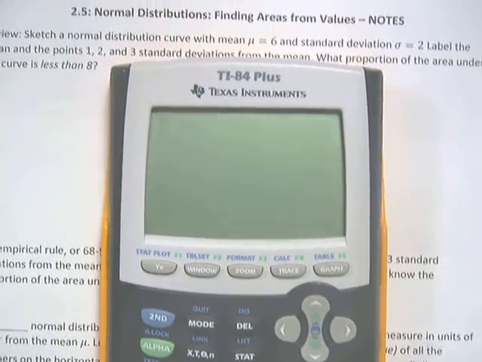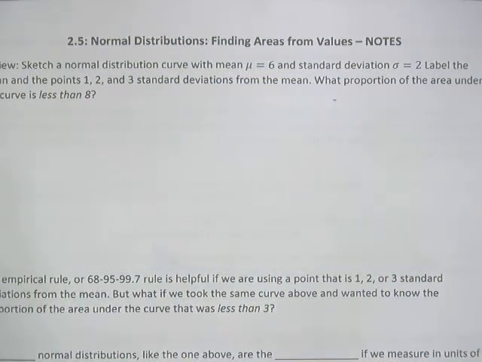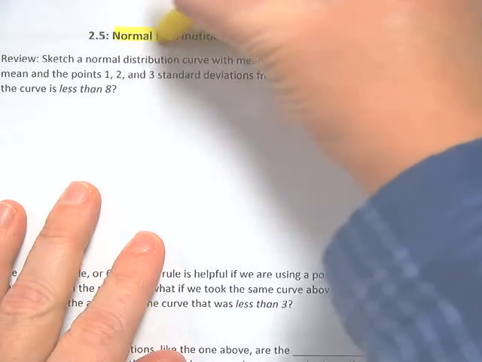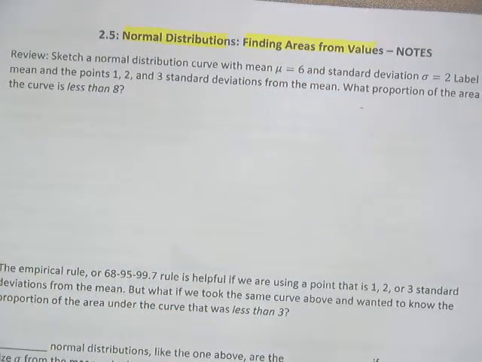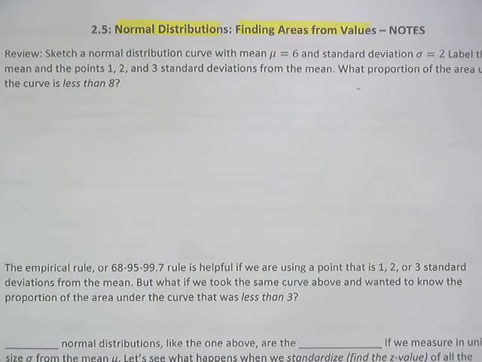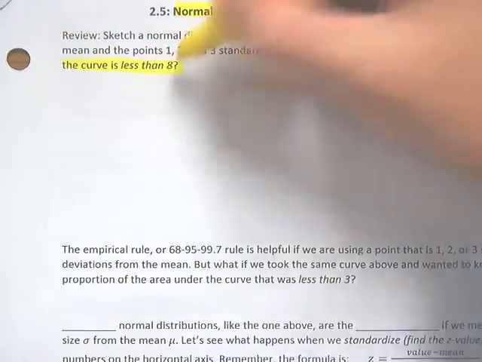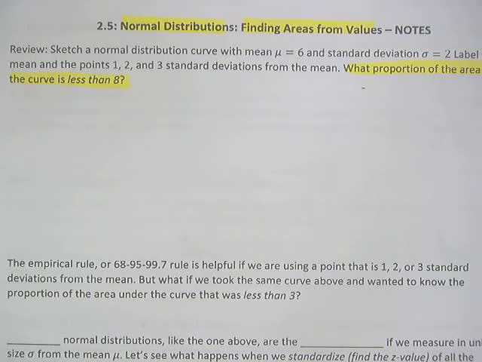Okay, once your memory is cleared, you can just put your calculator off to the side for a second. The title of the notes is Normal Distributions, Finding Areas from Values. I want to start off with a little bit of a review because it's been a few days since I've seen you. I want to make sure for today's lesson that you can sketch a normal curve really quickly and put the mean where it goes and the standard deviation and go 1, 2, and 3 standard deviations out and answer this question right here that says, what proportion of the area under the curve is less than 8? So that's the goal.